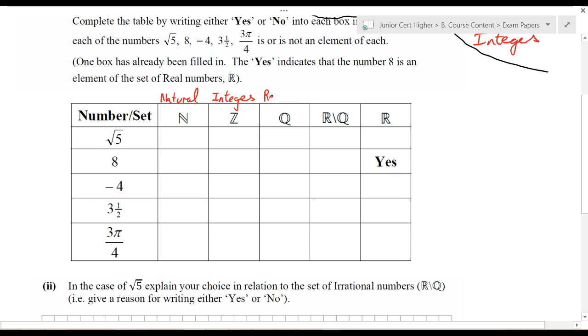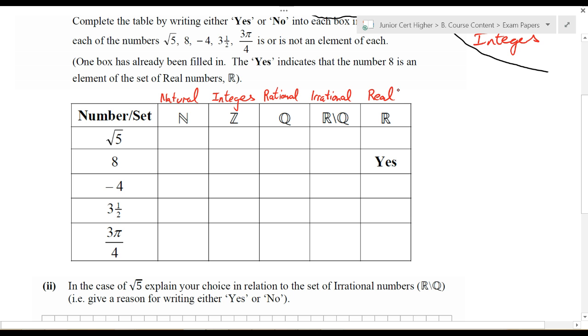Q is the set of rational numbers, and we discussed these yesterday. They can be written as fractions or terminating decimals or some recurring decimals. R \ Q is irrational, and again we spoke about these yesterday. Surds that do not have square roots, and pi amongst others. And then R, the set of real numbers, which can be any numbers. All numbers are real numbers.